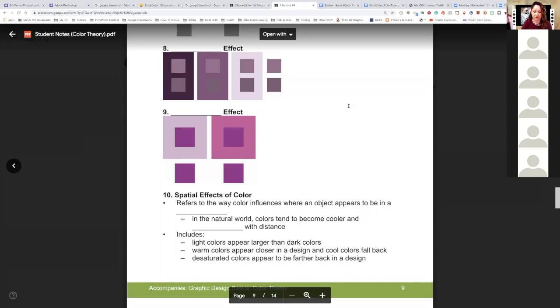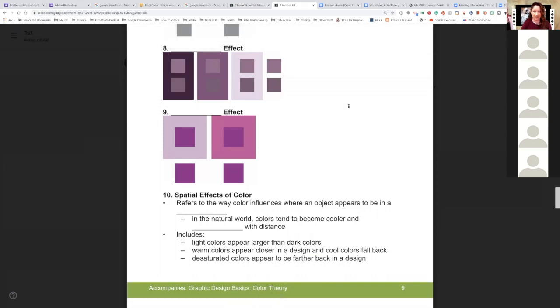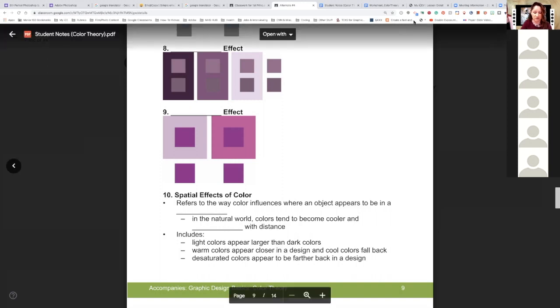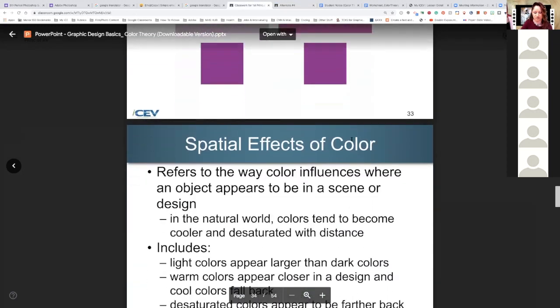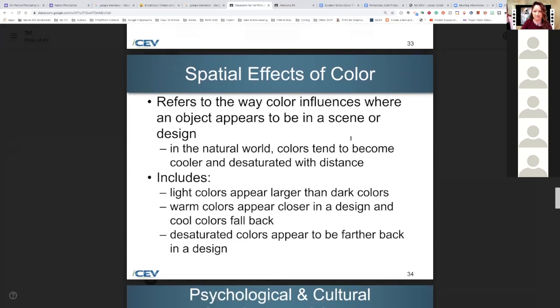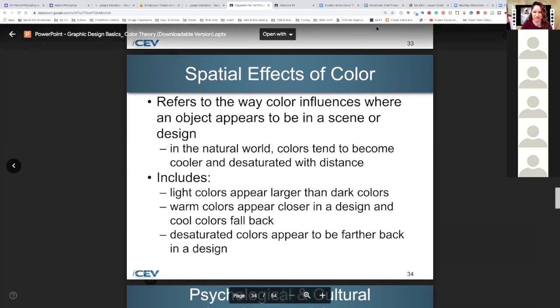Okay, number 10 at the bottom, we're going to fill in blanks. I'm going to show you the sentence stem. You're just going to plug in the missing word. I'll read it to you first. Spatial effects of color refers to the way color influences where an object appears to be in blank. In the natural world, colors tend to become cooler and blank with distance. Here's the slide. What are the 2 missing words?